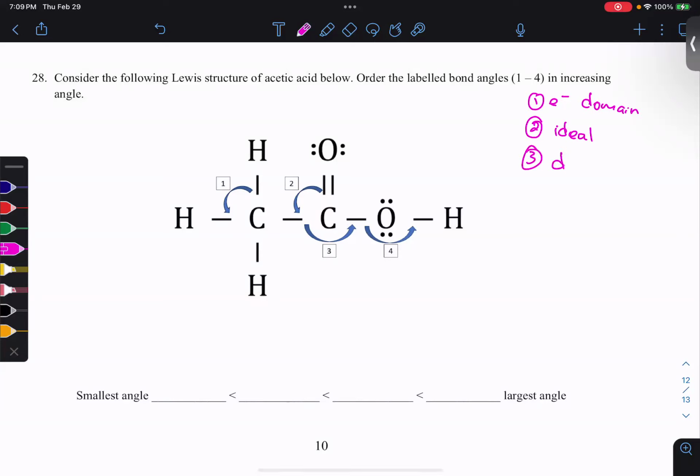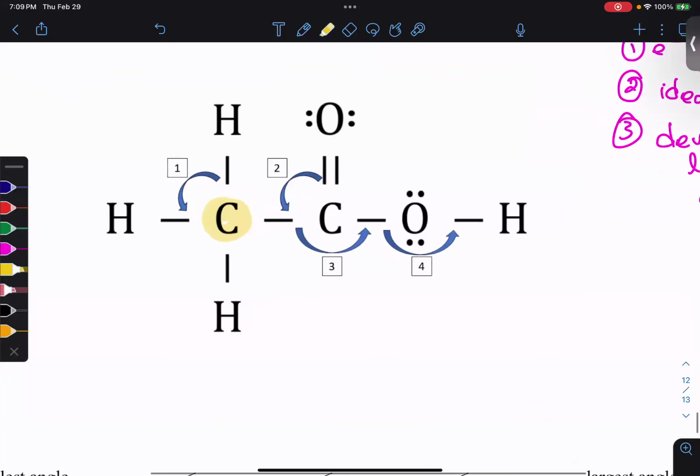Then you want to consider deviations that may happen. Deviations that either come from lone pairs of electrons or from double bonds. That's the order. So let's go through these. This carbon has what electron domain? What's the number? 4. What does 4 mean? Tetrahedral. What is an ideal bond angle on a tetrahedral? 109.5. Is this bond angle going to be 109.5? Yes, it will. There are no deviations. There's just single bonds all around this carbon atom.